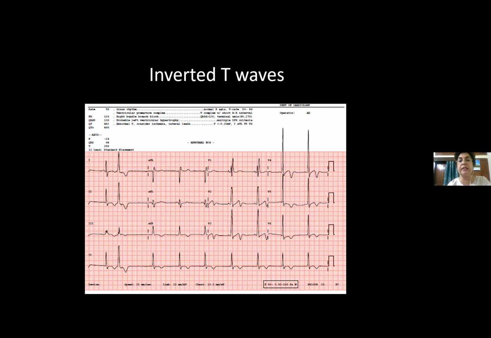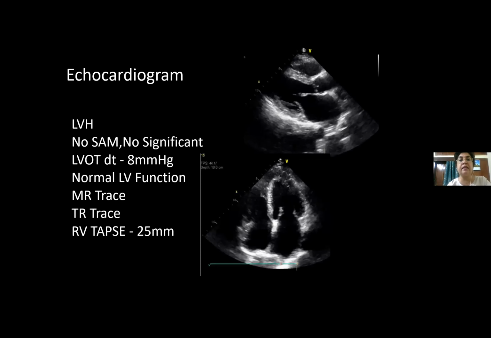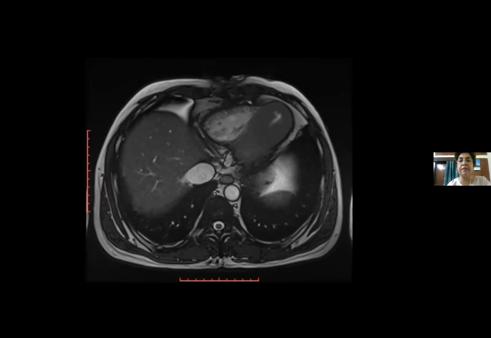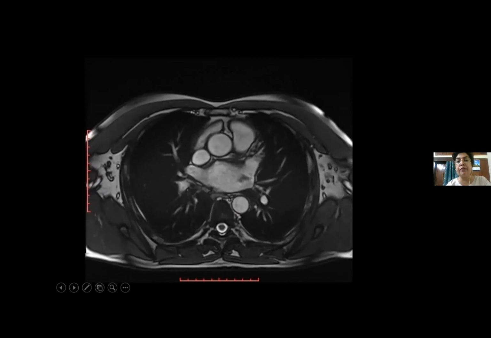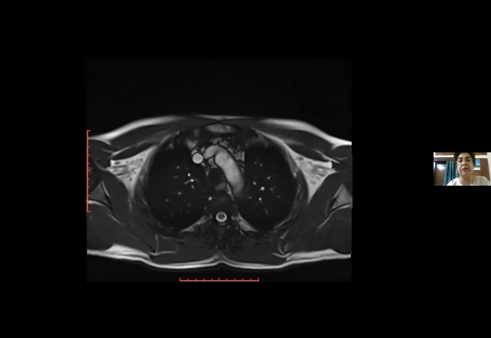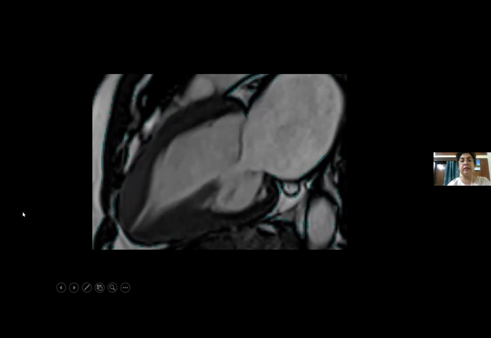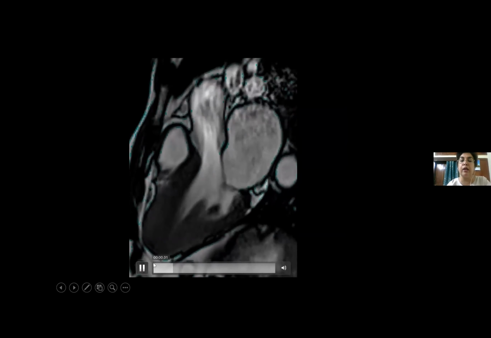This patient had inverted T waves, and inverted T waves are a giveaway for the diagnosis of apical HCM. So if we look at the pattern in this patient, there is complete obliteration of the lumen during systole. This finding can be missed easily on echocardiogram because it's difficult to assess this inferior wall on echo.